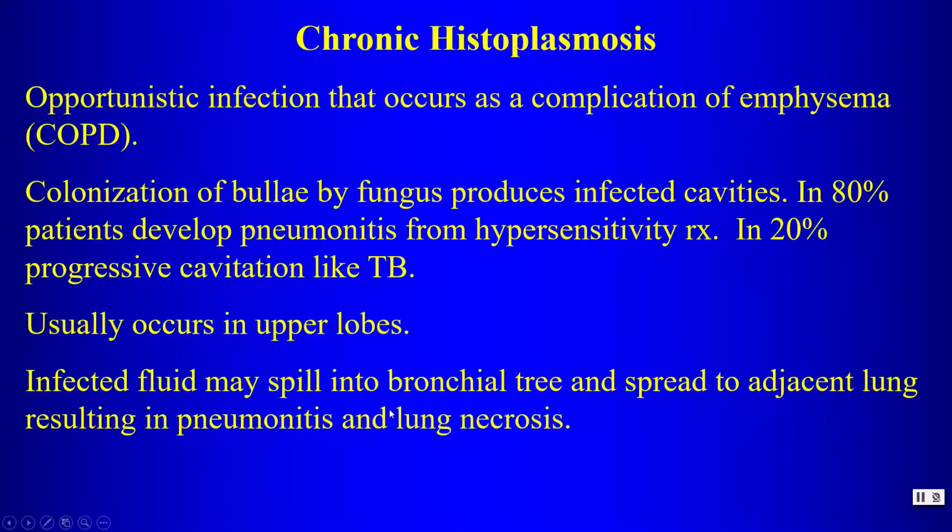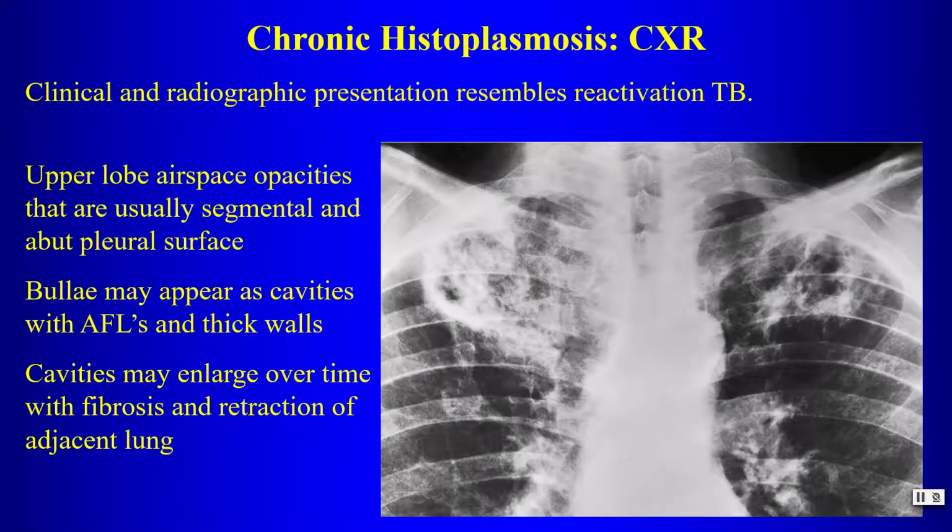Now, chronic histoplasmosis can occur as a complication of emphysema, so the bullae can be colonized by the fungus, and this can go on to form infected cavities. And usually this affects the upper lobes. The infected fluid may spill into the bronchial tree and then into adjacent lung, resulting in pneumonitis and lung necrosis. So this also might resemble tuberculosis with this upper lobe disease that might look cavitary, although here we have the fungus causing infections within these bullous changes within the upper lungs.